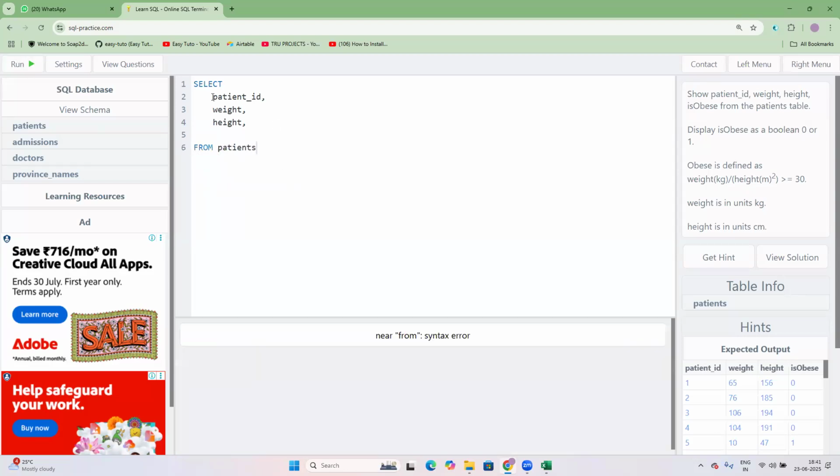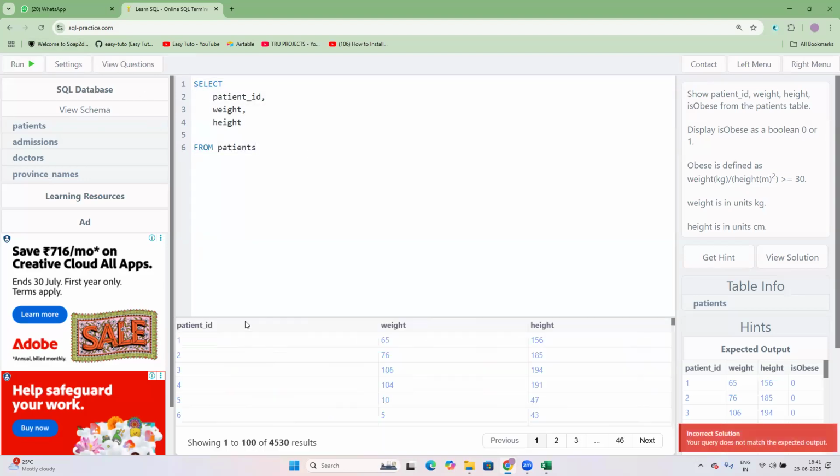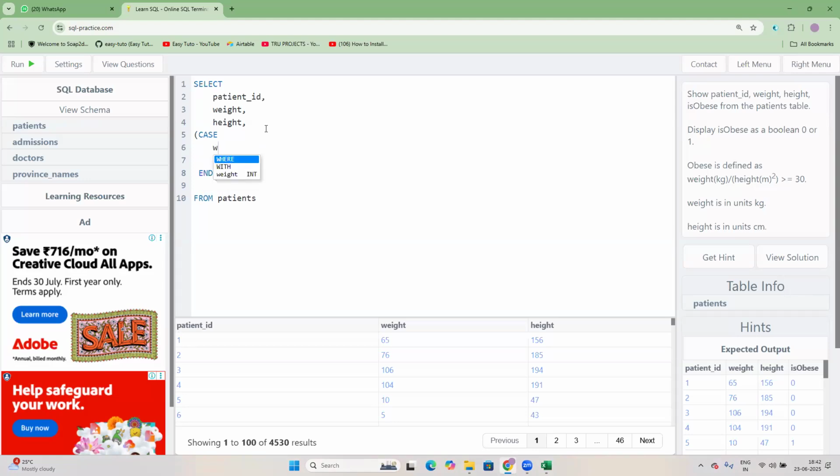This is something that we all are clear of, right? Patient ID, weight, and height. Now I have to get an extra column that is obese. Understandable till here? Yes. Okay. Now let's write a case statement, where I'll open the case. First, I'll write case, and then I'll end it here. In between, we will write our case. Case when, okay. Now we'll write this formula, guys.